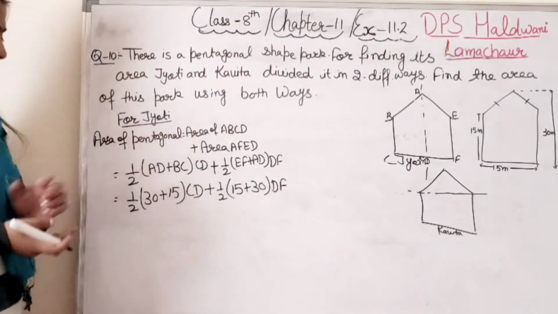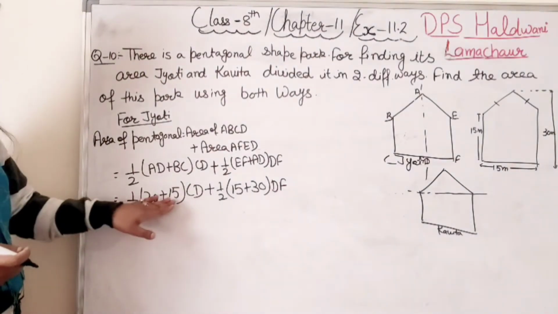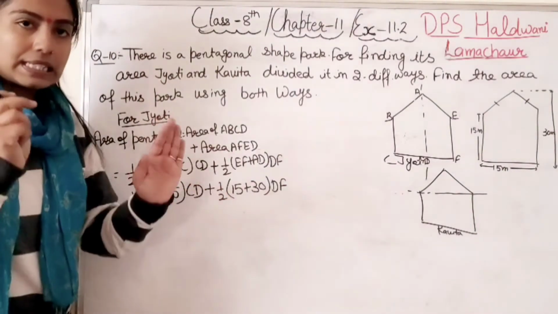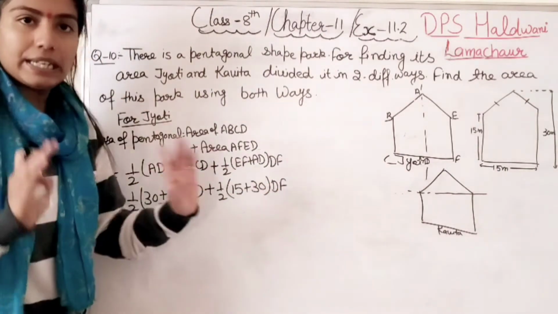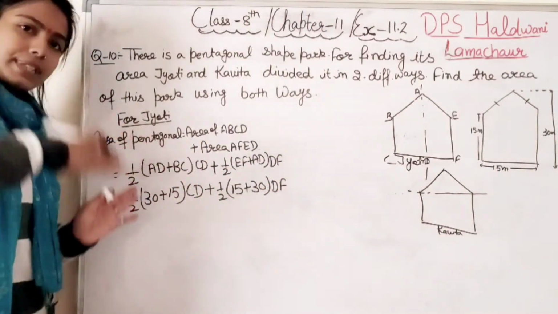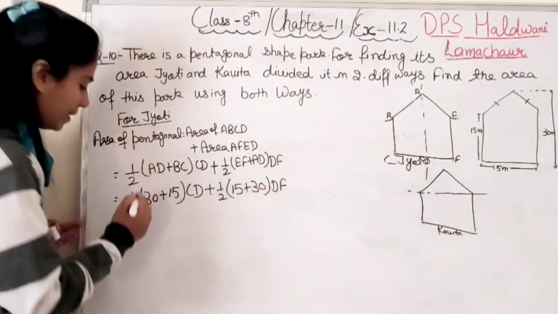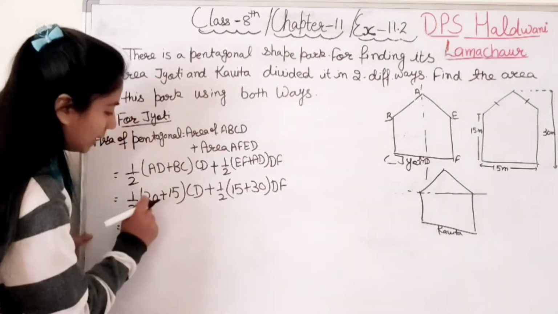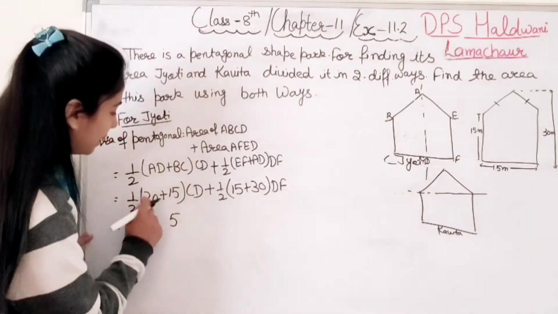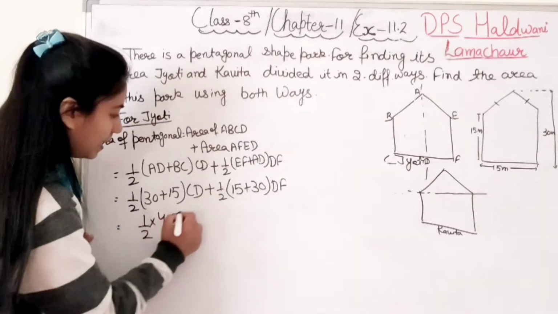Now what will we do? As you can see, half 30 plus 15, half 30 plus 15. This is common. CD and DF are not common. So take out the common part, or you can solve it. Half 30 plus 15, that is 45.